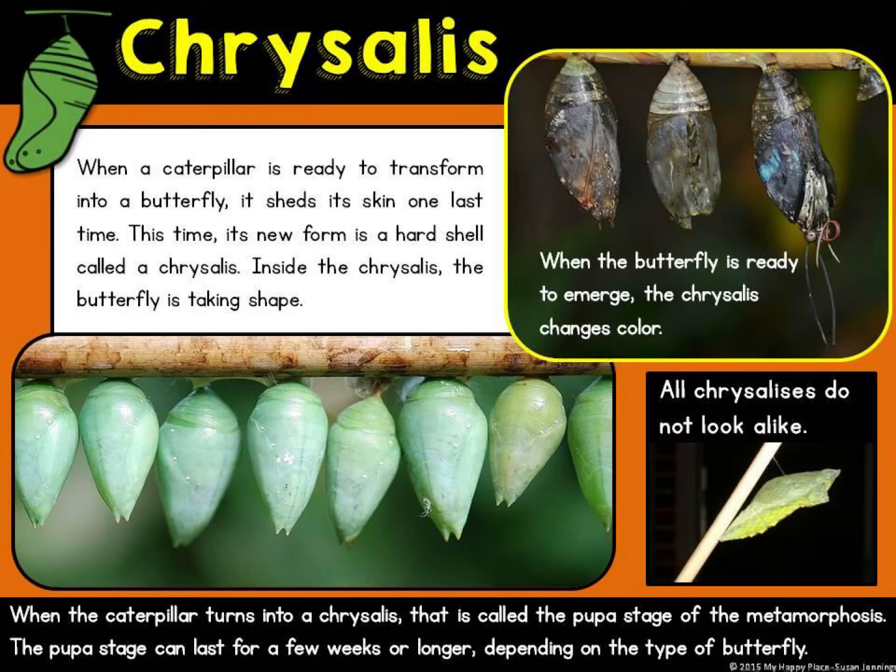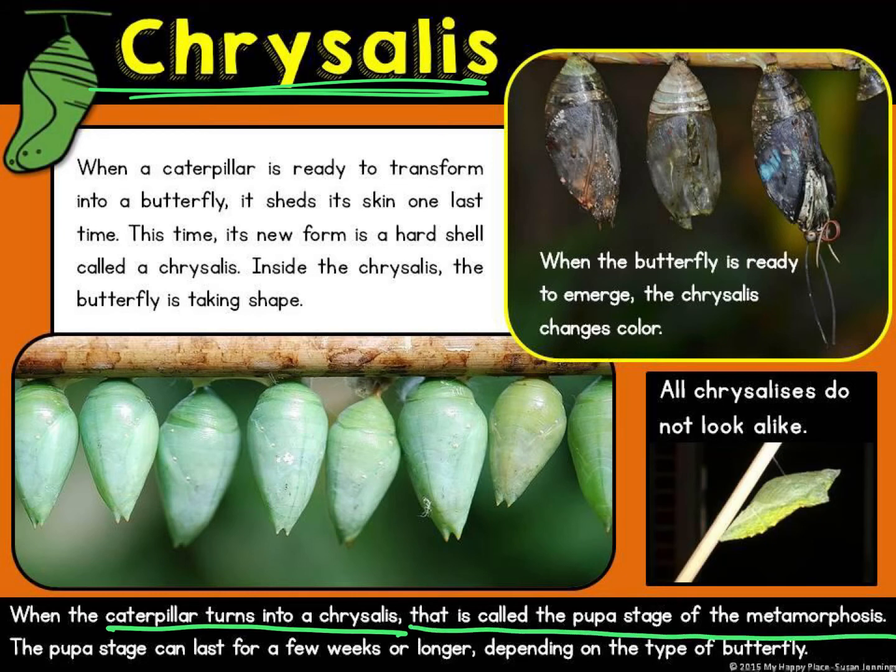From there, the caterpillar turns into a chrysalis. Here's the word chrysalis. Okay, it says that is called the pupa stage of the metamorphosis. The pupa stage can last for a few weeks or longer, depending on the type of butterfly. When a caterpillar is ready to transform into a butterfly, it sheds its skin one last time. This time, its new form is a hard shell called a chrysalis. Inside the chrysalis, the butterfly is taking shape.